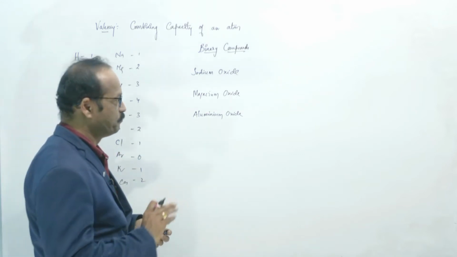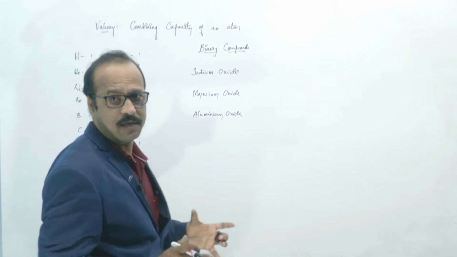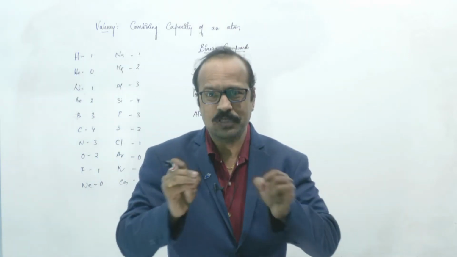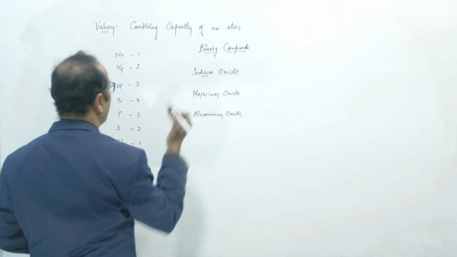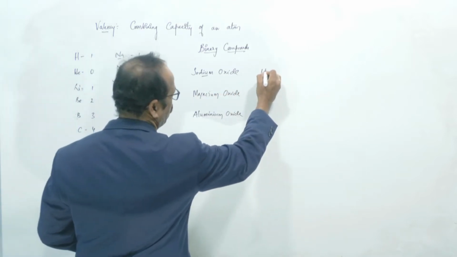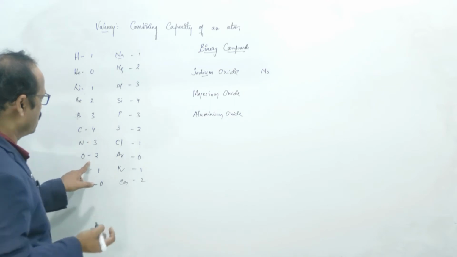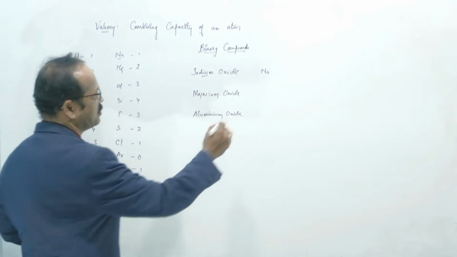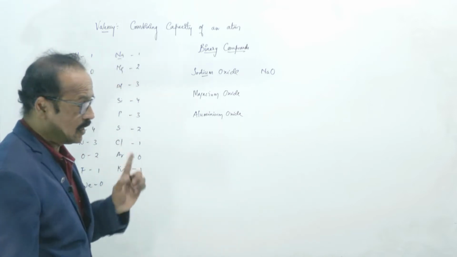So see students here. A formula is nothing but a representation of a compound by using the symbols of the elements. So sodium, and you know the sodium symbol is Na. So I'll write Na, right? And oxide. Oxide means what? Oxygen. So here oxygen symbol is O.